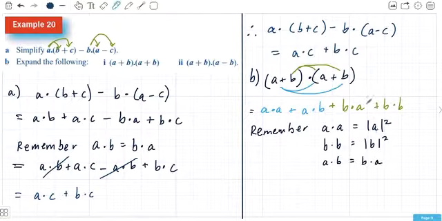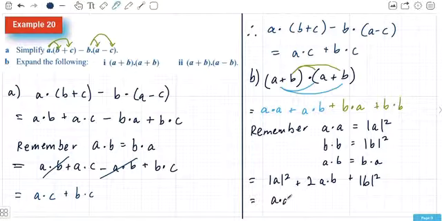So we can then finish this off with a dot a, we'll write it as magnitude of a squared, plus two lots of a dot b, plus another b dot b, which you could write as magnitude of b squared. Now I can see that in the notes they've kept that in the form a dot a, b dot b. Both of them are correct, so I'll just put the other version there, just leaving the a dot a and the b dot b.